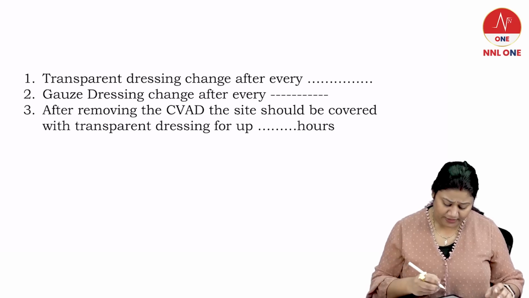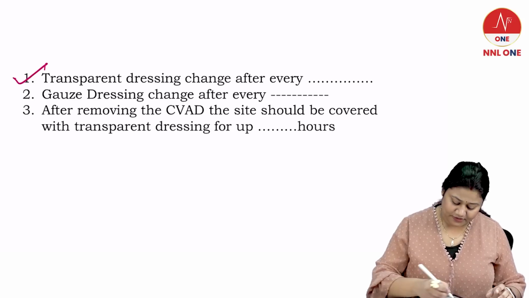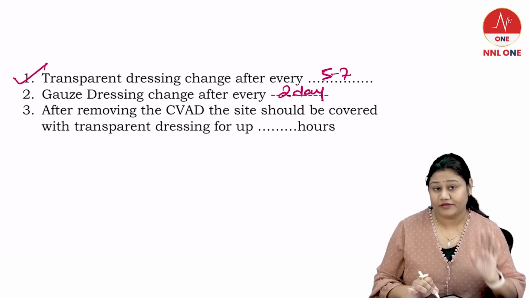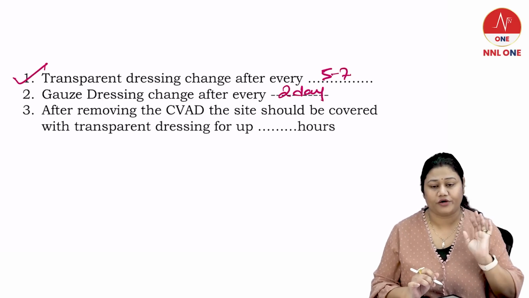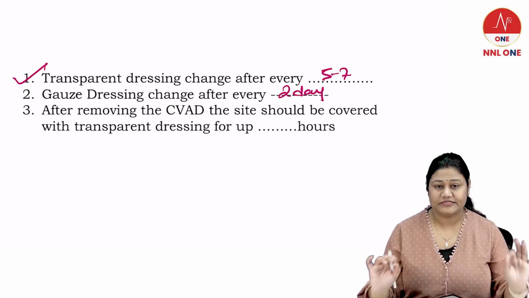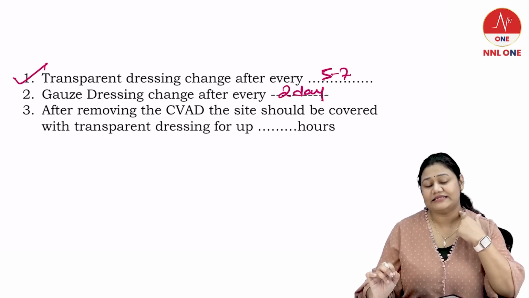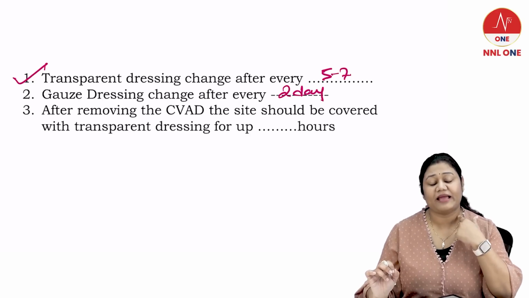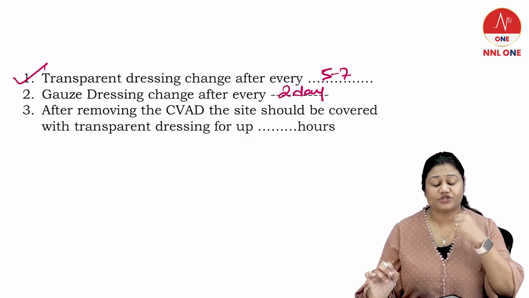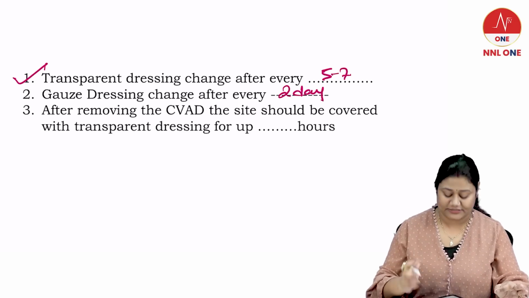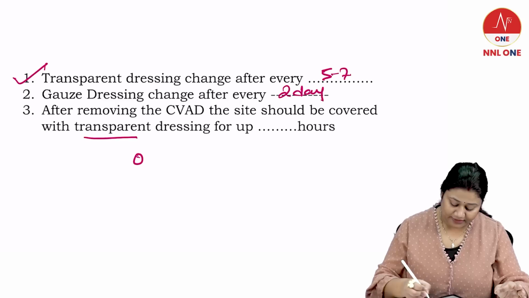Okay, so the transparent dressing we have revised: every 5 to 7 days. Gauze dressing every 7 days. Now your doctor has given an order to remove the CVP line, and the doctor has removed it. After removing, the insertion site will have an opening. So that insertion site needs to be covered. What can we cover it with, and for how long do we have to keep that dressing? It is transparent.